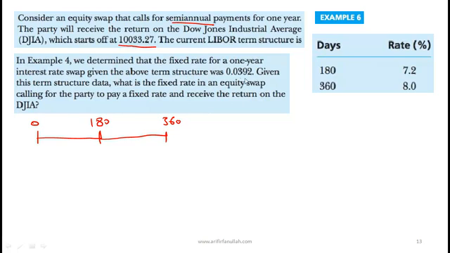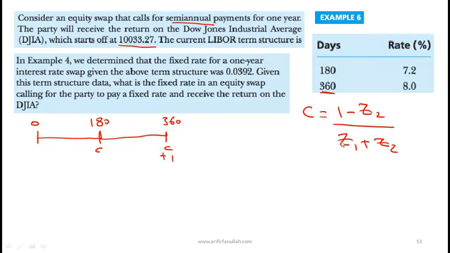Now, just to refresh our memory, if these are the two rates, the 180-day LIBOR is 7.2%, the 360-day LIBOR is 8%. Do you recall how we come up with the fixed rate, the coupon payment or the C that we pay for every period? The C was 1 minus Z2 divided by Z1 plus Z2. And what are Z1 and Z2? These are the present value factors.